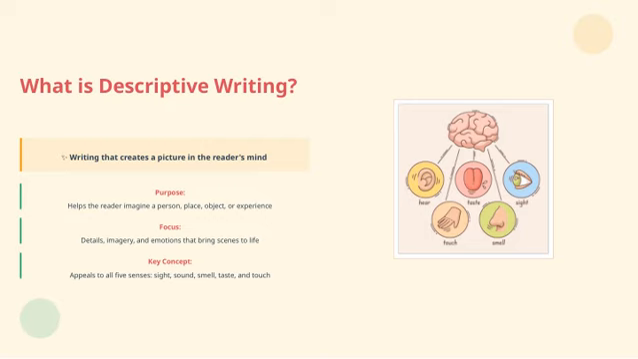To do this effectively, descriptive writing focuses on details, imagery, and emotions. These elements work together to bring scenes to life and make them more engaging. Think of it as painting a picture with words. A key point to remember is that good descriptive writing appeals to all 5 senses: sight, sound, smell, taste, and touch. When you involve all these senses, your descriptions become richer and more immersive. So whether you're describing a bustling market or a quiet forest, tapping into these senses helps the reader feel like they're right there experiencing it with you.